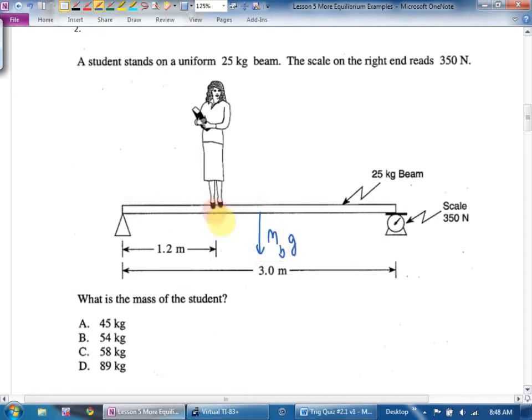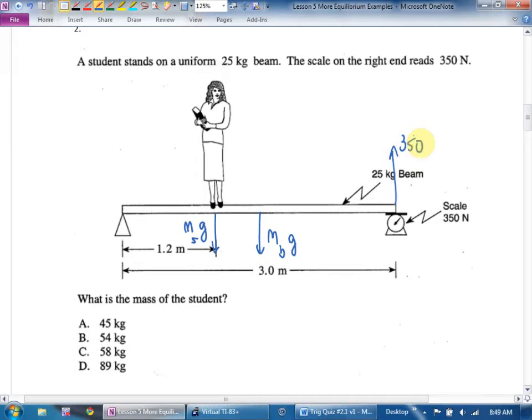Mass of the student, ms times g. What else? Okay, this it's telling me the scale is feeling the beam pushing down at 350 newtons. Now, we're not drawing the force on the scale, but if the beam is pushing down at 350 newtons, force is coming what? So there must be an upwards force right there of 350 newtons. And I could call it normal force, but since they gave me a number, I'll just put the number there, one less variable to deal with, if that's okay, Evan.